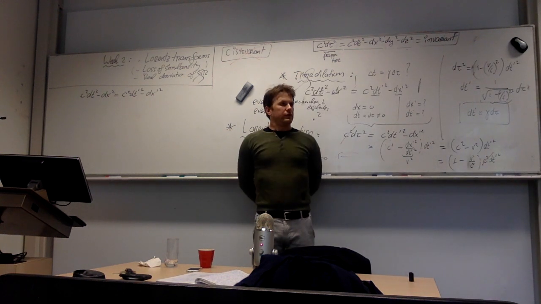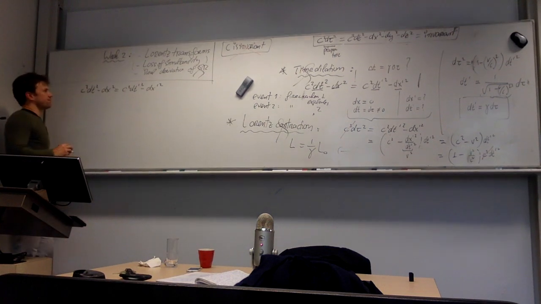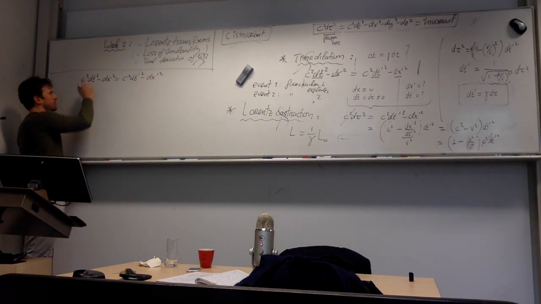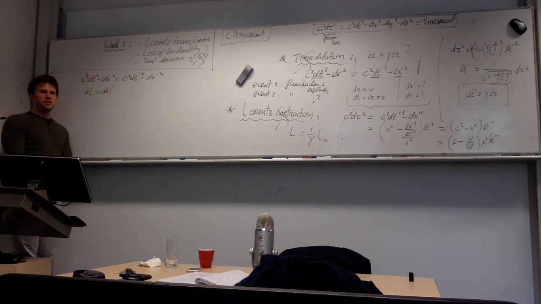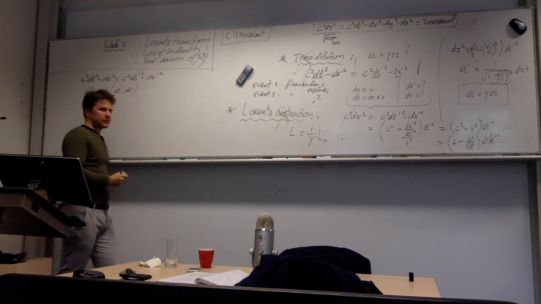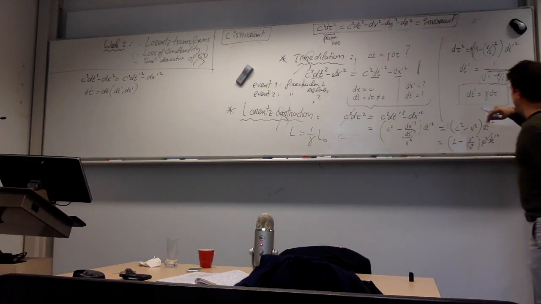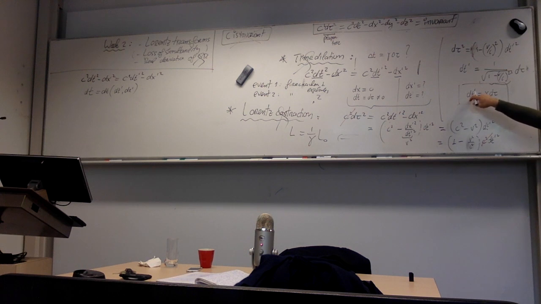We have a mathematical question here. The mathematical question is, this dt primed is some mathematical function of this dt and this dx. Yeah? That's what we have here as well. This dt primed is a function of the original dt. Namely, take the original dt, multiply it with gamma, and you get a new dt.